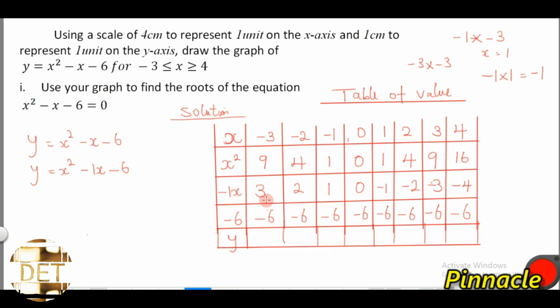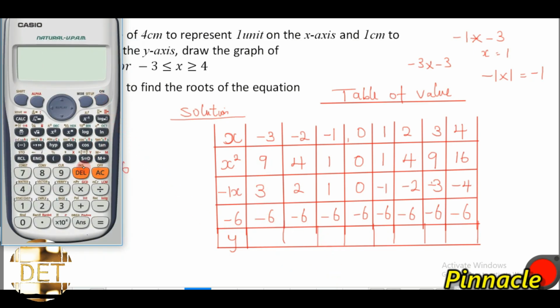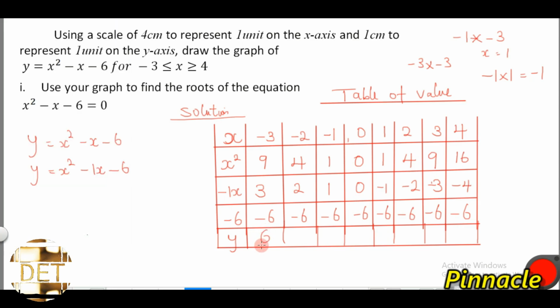To get the value of our y, all we need to do is just to add all these values. So 9 plus 3 minus 6 is what? I'll bring out my calculator and punch that. 9 plus 3 minus 6 is equal to 6. So our value of y here is 6. 2 plus 4 plus 2 minus 6 is what?